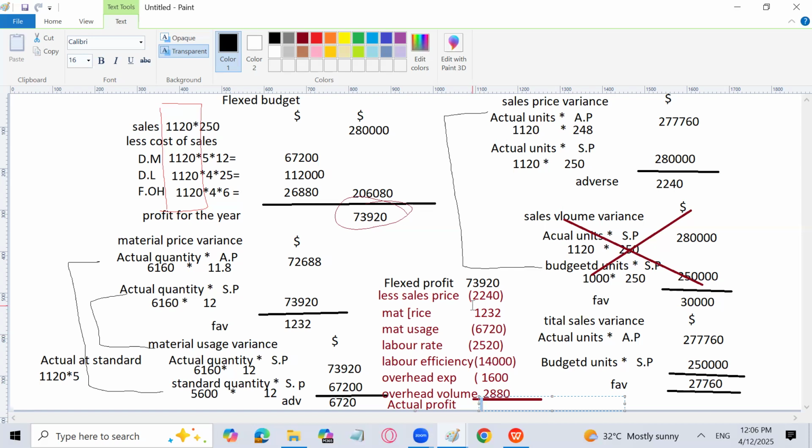You can solve the questions of the variances. In the next class, we will solve more questions. The last questions which have come in the exam regarding standard costing are very difficult. I'm talking about May, June 2024 and October, November 2024. We have very difficult questions of standard costing. So we'll solve those questions also, inshallah. Any problem? Thank you very much.